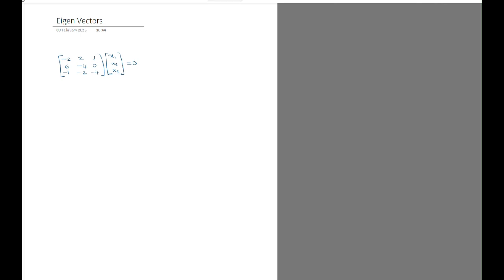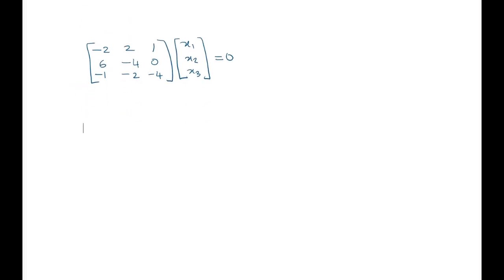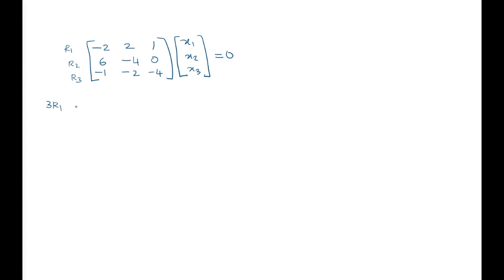So let me change the page width. Yes, right. So now what we can do, the same rule where I'm going to apply. I'm going to make this 6 as a 0 and this minus 1 as a 0. So this is row 1, row 2, row 3. So I never go for making this as 1 because we will be having difficulty with fractions. So right. So let me multiply R1, complete R1 by 3 so that it becomes 6. So 3 times R1 is minus 6. 3 2s are 6 and 3 1 is 3.